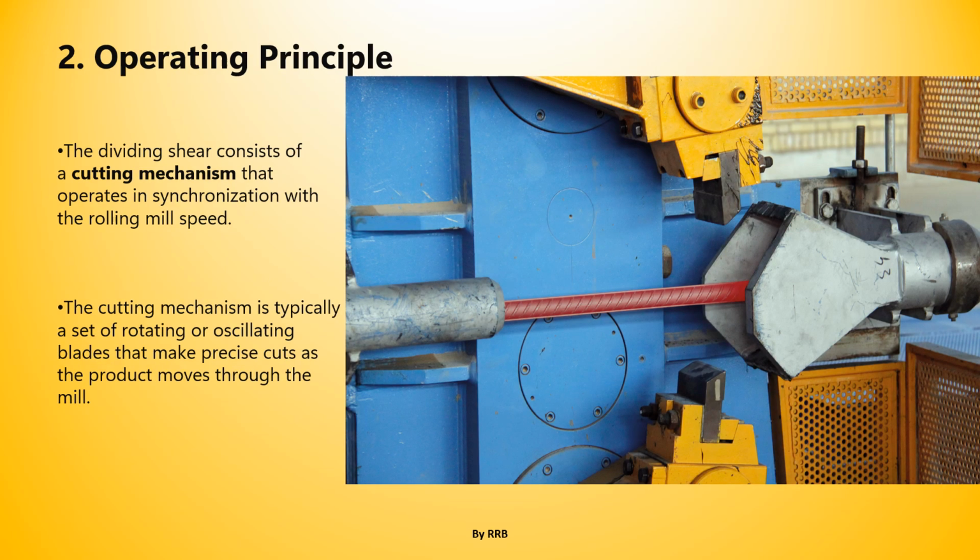Operating principle. The dividing shear consists of a cutting mechanism that operates in synchronization with the rolling mill speed. The cutting mechanism is typically a set of rotating or oscillating blades that makes a precise cut as the product moves through the mill.